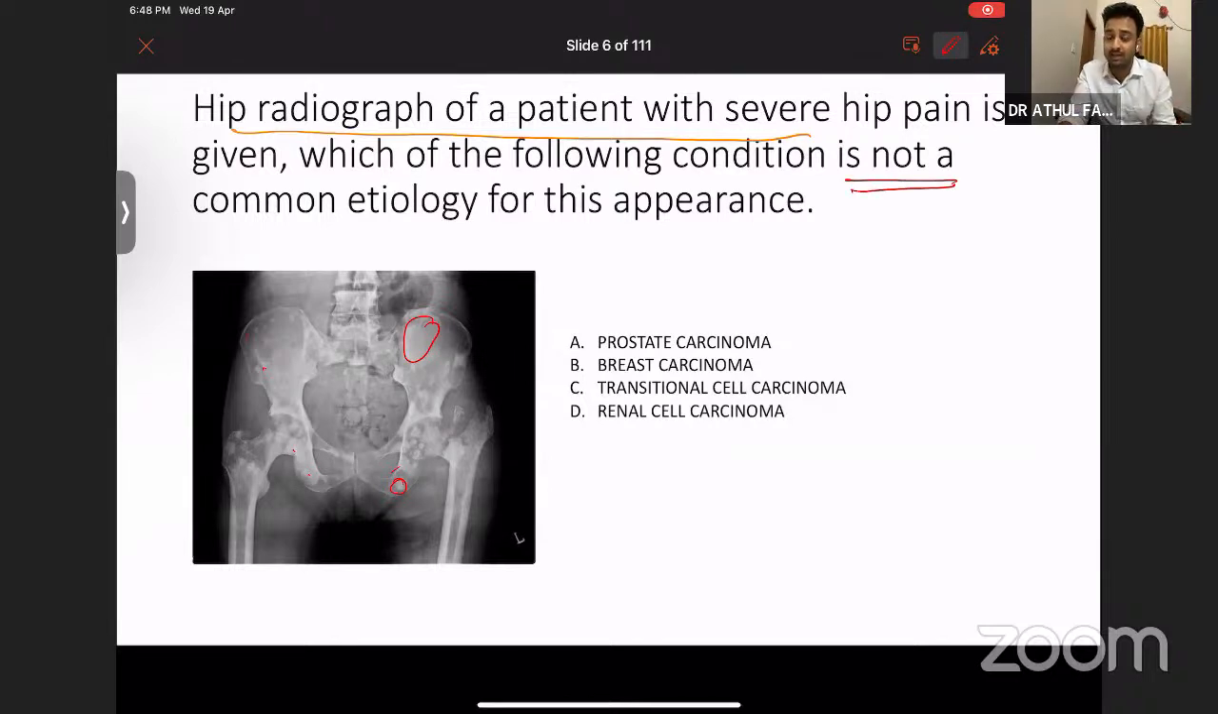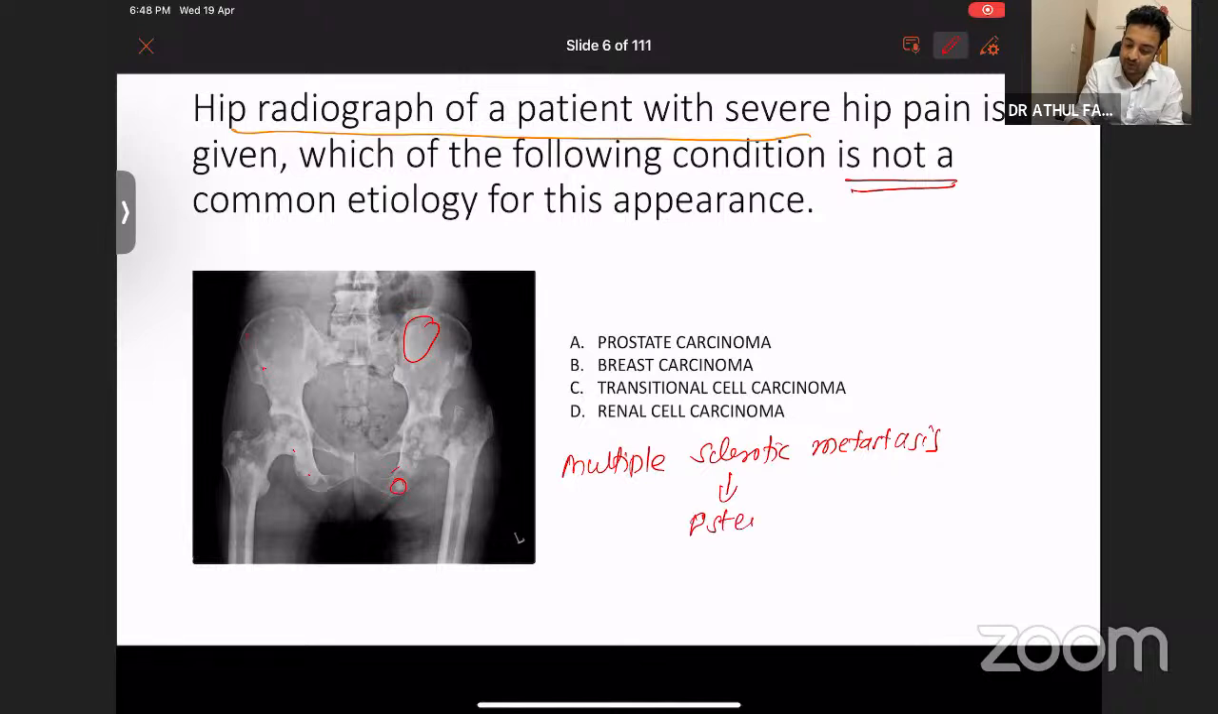Can anyone tell me what the diagnosis is here? Can anyone give me a comment about the diagnosis? You have to understand that we are seeing multiple sclerotic metastases. This sclerotic met is also known as osteoblastic metastasis. So sclerotic mets is also known as osteoblastic metastasis.